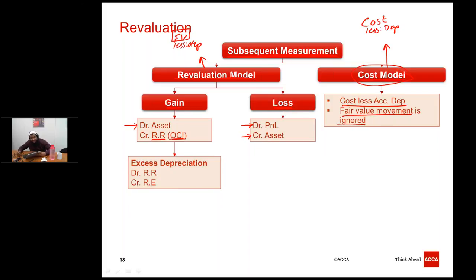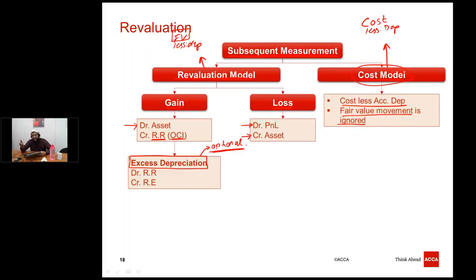And if there's a gain, after the gain we also transfer the excess depreciation, but this is optional. Optional for the students? No. Optional for the company. The examiner will guide us in the question whether we have to transfer or not. This is not an option for the student. This is an option for the company. If the company wants to transfer the excess depreciation, they can. And if they don't want to transfer it, still they can. So this is an optional entry, but not for the student.